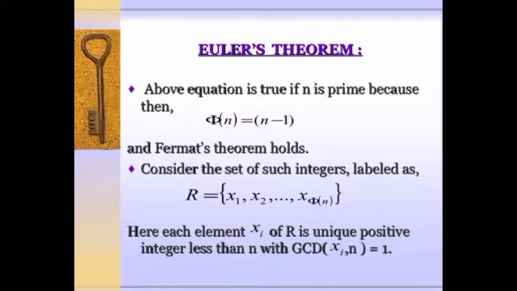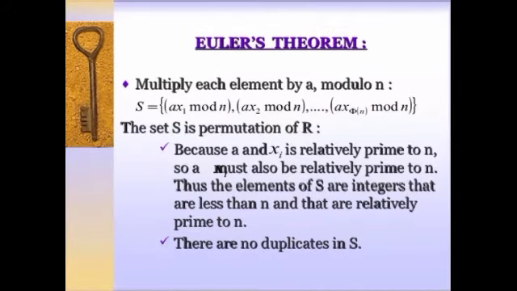Here each element x of R is a unique positive integer less than n, with GCD of x and n equal to 1. Multiply each element by a modulo n, and the set S is a permutation of R, because a and x are relatively prime to n, so a must also be relatively prime to n. Thus, the elements of S are integers that are less than n and relatively prime to n, and there are no duplicates in S.